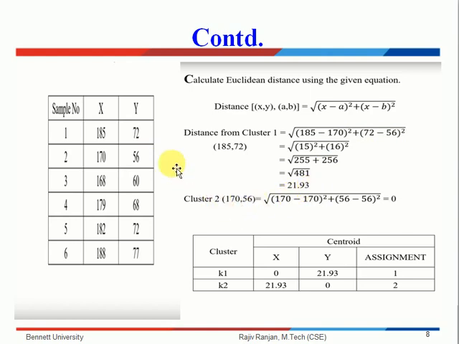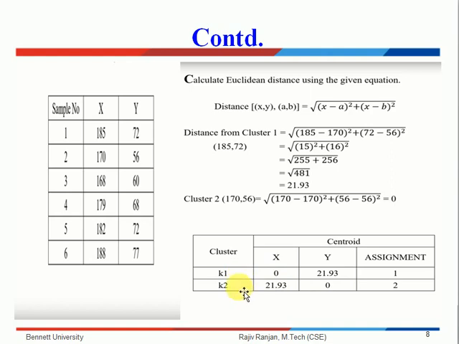Now the distance from cluster 2 to itself will be again 0, that is 170 minus 170 plus 56 minus 56, and computing overall we get 0. So let's tabulate all four results here. The distance from cluster 1 to itself will be 0. The distance from cluster 1 to cluster 2 is 21.93. The distance from cluster 2 to cluster 1 is 21.93 again, and the distance from cluster 2 to itself is 0, fine.